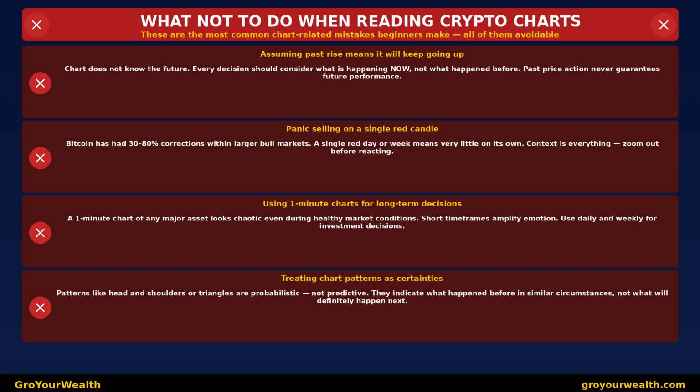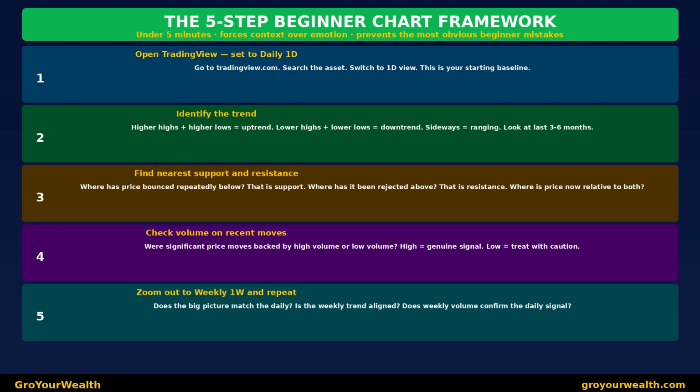Do not use short time frames to make long-term decisions. A 1-minute chart of any major asset looks chaotic and alarming even during healthy market conditions. Do not confuse a chart pattern with certainty. Chart patterns, like head and shoulders, triangles, or flags, are probabilistic, not predictive. They indicate what has happened before in similar circumstances, not what will definitely happen next. Charts are one tool for understanding context. They are not a crystal ball.